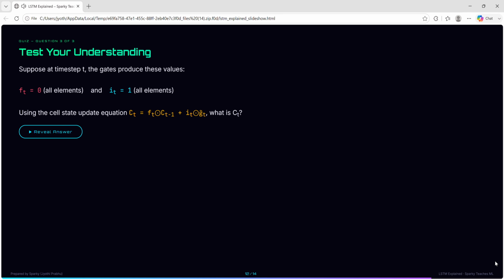Question 3. If a forget gate output F subscript T is 0 for every element, and the input gate output I subscript T is 1 for every element, what happens to the cell state C subscript T at this time step? Walk through the update equation to find out.